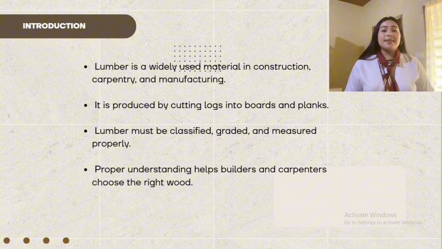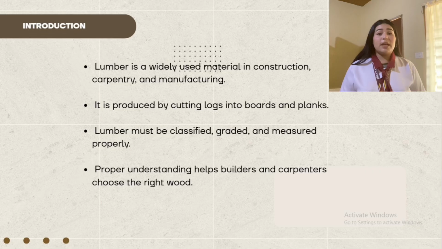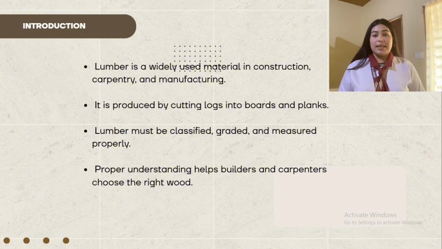Next, it is produced by cutting logs into boards and planks. Lumber comes from trees. After a tree is cut, it is processed into logs, and these logs are then cut into smaller pieces, which are called boards and planks, that can be used for different purposes.